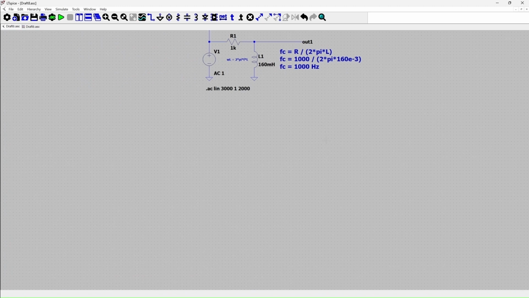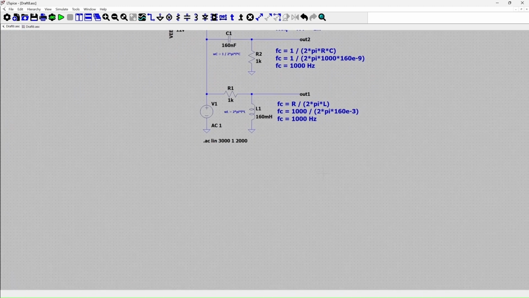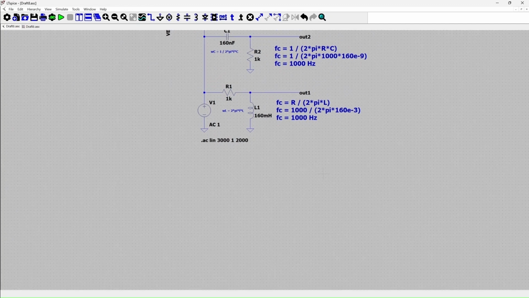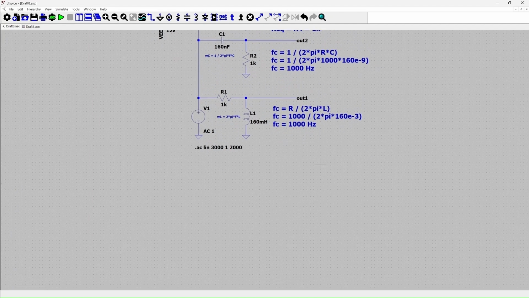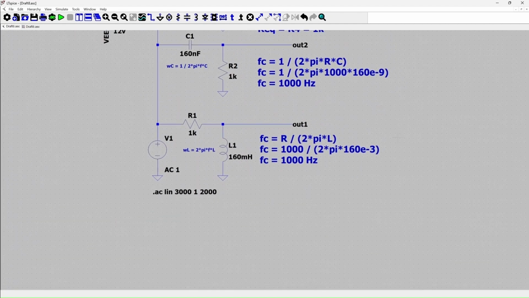So I then make another circuit with the hope that it will perform exactly the same way as the previous circuit. And this time it is made from a capacitor. So I have now chosen a capacitor here, 160 nanofarad, and a resistor. The resistor continues to be 1K.